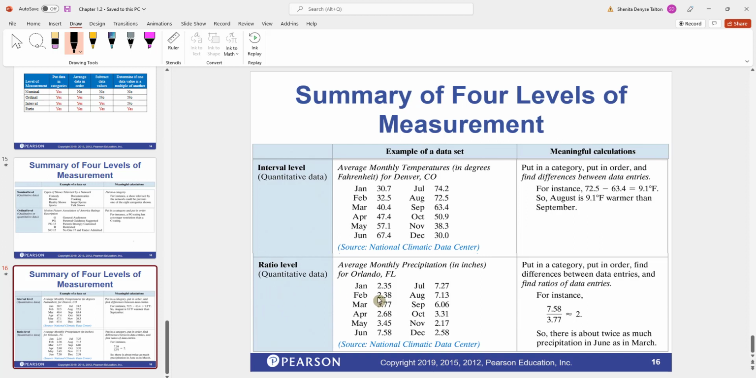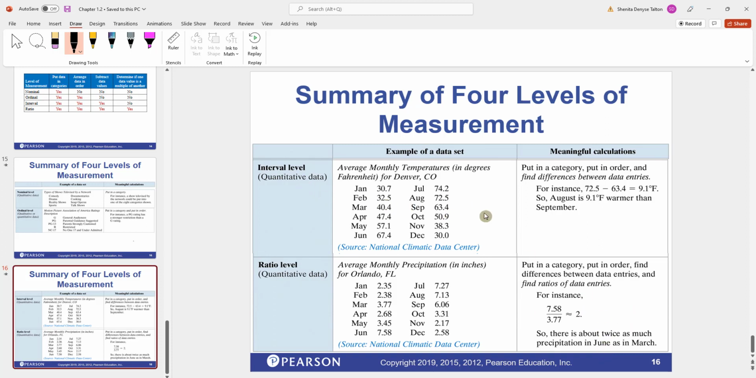The next one is ratio, and this is the average monthly precipitation in inches for Orlando, Florida. So once again, this is quantitative data. You can put these in order. You can find the differences between 2 entries, and you can find ratios. So if you look here, 7.58 pertains to June, and 3.77 pertains to March. So a ratio is basically a fraction. When you divide this out, this is approximately 2. So there's about twice as much precipitation in June as in March. So that's what I mean by ratios.